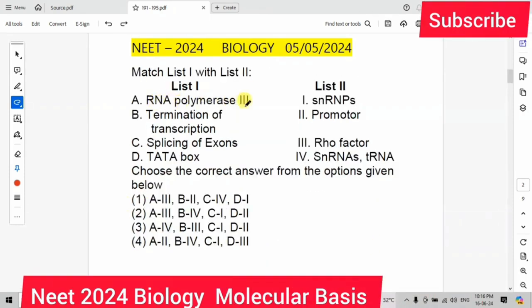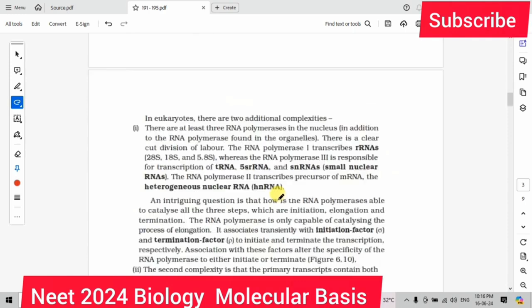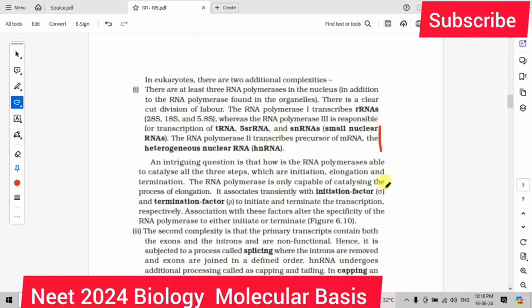RNA polymerase III is option 4, snRNA and tRNA. It is 4. Next, termination of transcription. It is 3, rho factor. Next, splicing of exons. It is 1, snRNPs. Next, TATA box. It is 2, promoter. So the sequence is 4, 3, 1, 2. The answer is option 3. It is from the chapter known as molecular basis of inheritance, and you can see the NCERT here. Thank you.